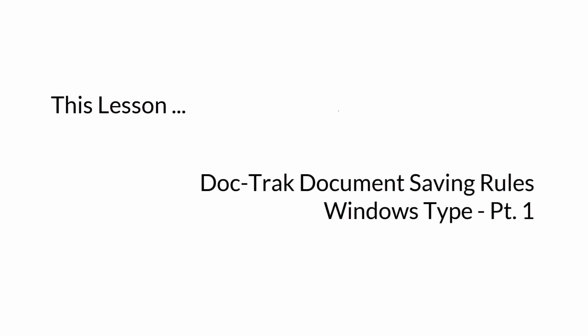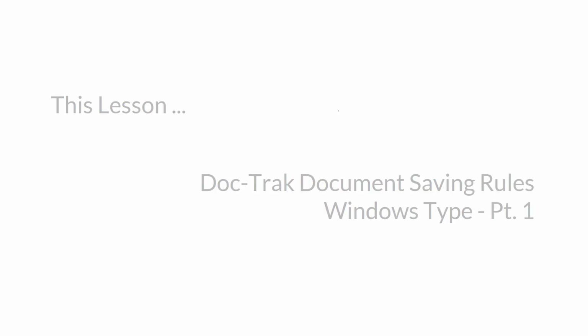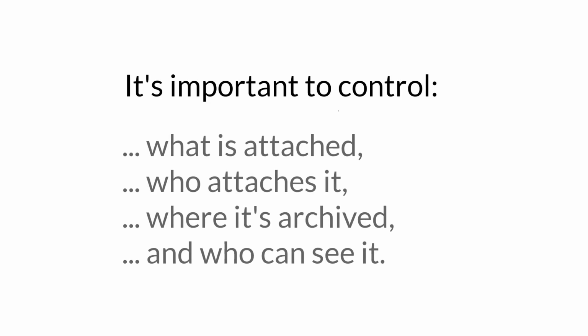For this lesson, we'll begin our look at document rules and profiles with Windows document saving rules. During our last lesson, we learned how important it is to control what is attached, who attaches it, where it's archived, and who can see the attachment. Yet at the same time, we need to let our users easily attach and access all the files they need to do their job.